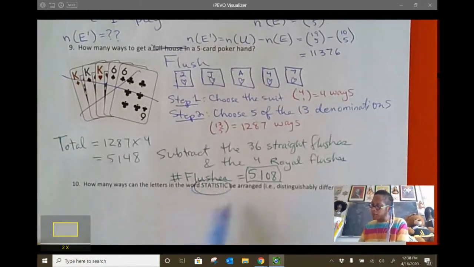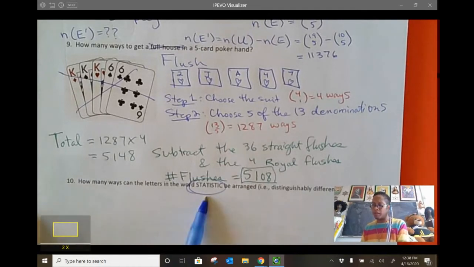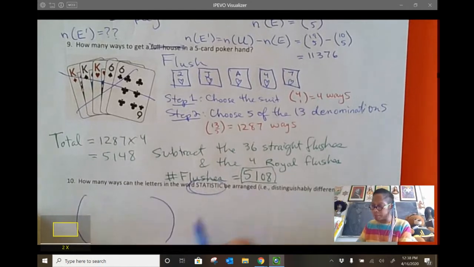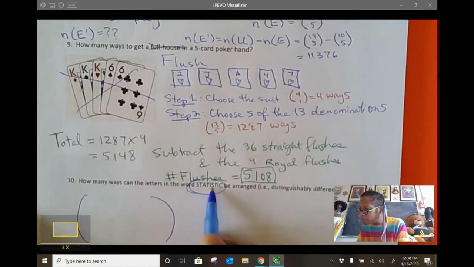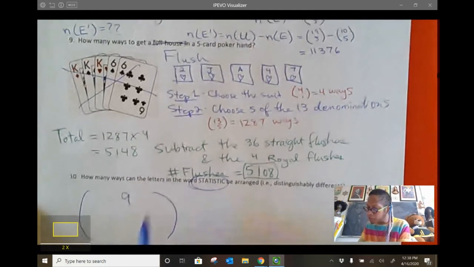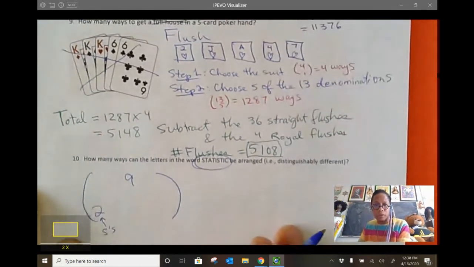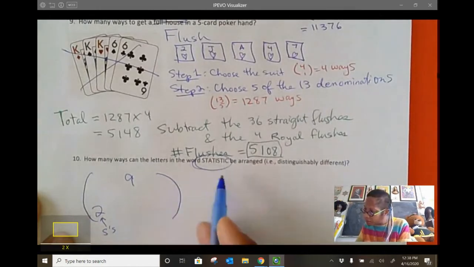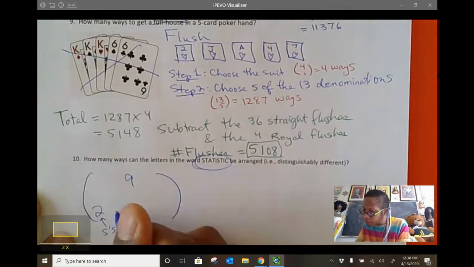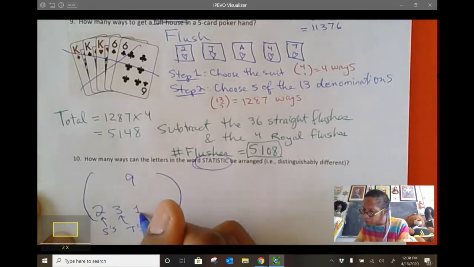Statistic. That's a word. How many ways to rearrange it? This is too simple. This is the homework due tomorrow night. By the way, never skip the homework due on Friday night. This is going to be how many ways to rearrange banana. That's all it is. We count the number of letters: 1, 2, 3, 4, 5, 6, 7, 8, 9 letters. We say how many S's. I count 2 S's. How many T's? 1, 2, 3 T's. How many A's? There's 1 A.